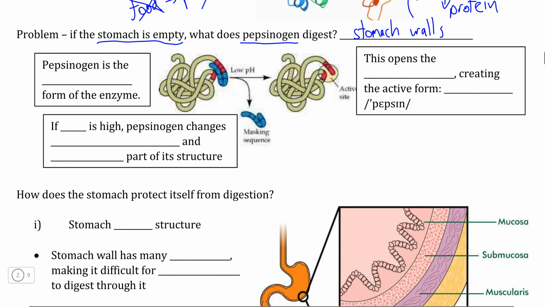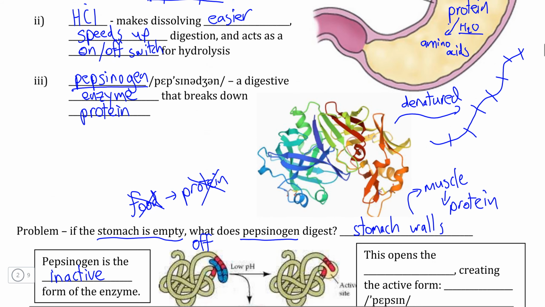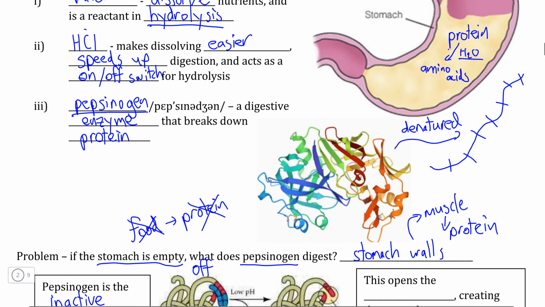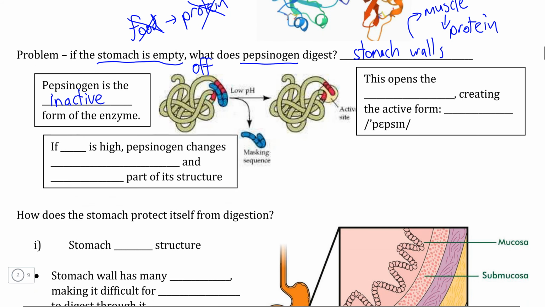For starters, pepsinogen is not actually the active form of the enzyme. Pepsinogen is the form of the digestive enzyme when it is in the off position, if you will. However, when food, specifically food that is rich in protein, enters the stomach, your nervous system sends a signal to the cells in the wall of the stomach to start releasing HCl.